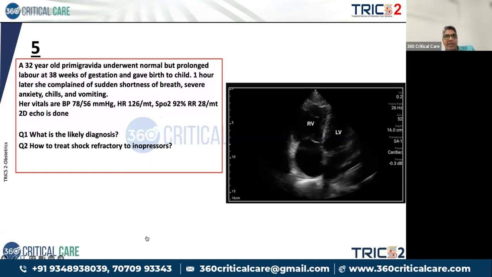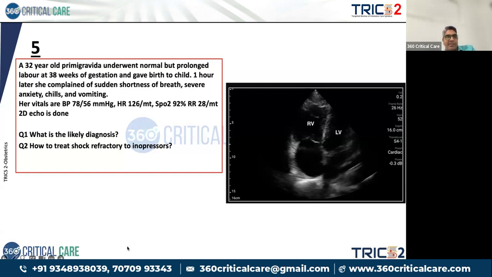Somebody has written a D-shaped septum. You cannot make out a D-shaped septum with this because that's a short axis view, not a four-chamber view. This is a four-chamber view. You cannot make out whether it is D-shaped or not. Definitely, you can make out whether it is dilated or not. Don't talk about D-shaped in a four-chamber view. If you say that, it will go against you, and then they will try to drag you in there.